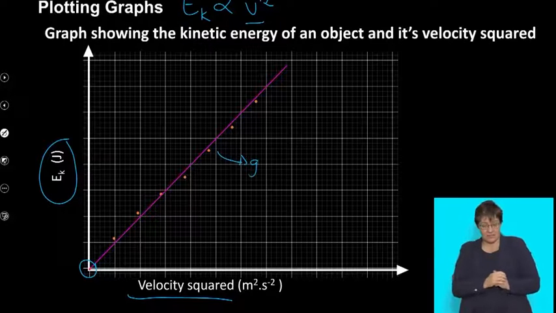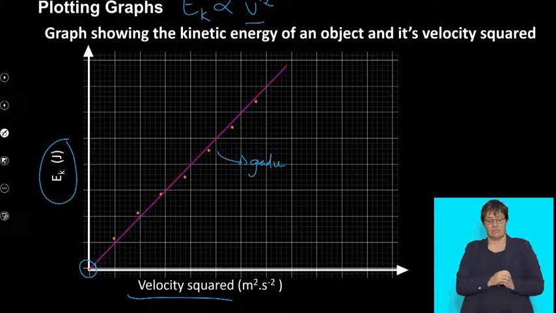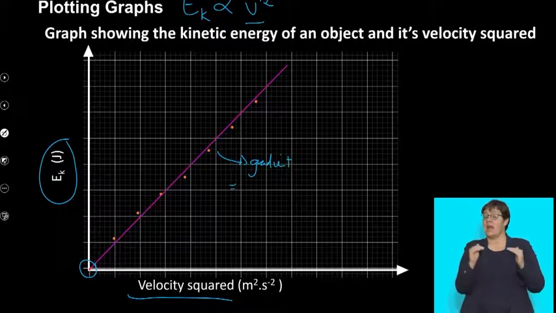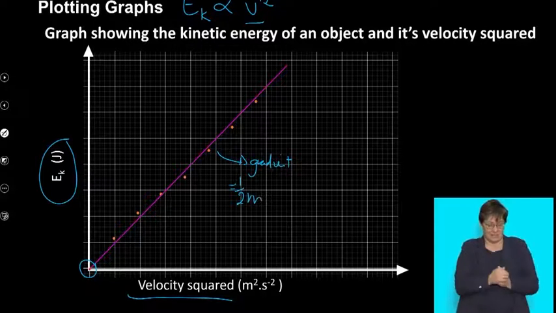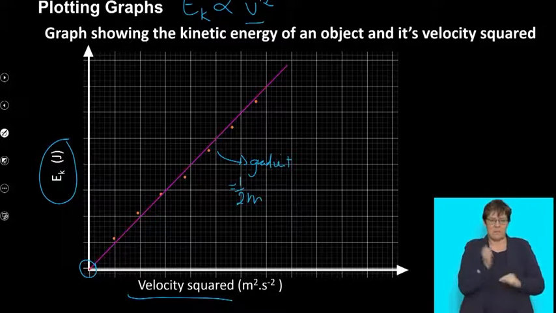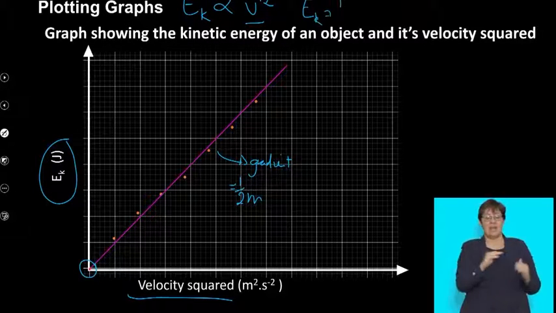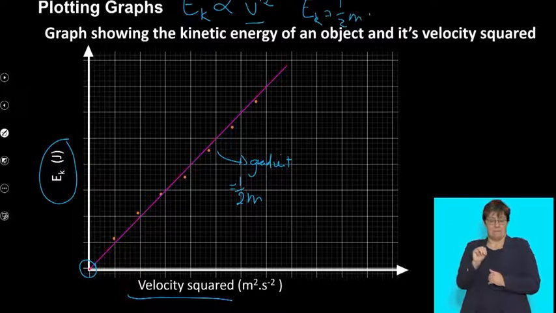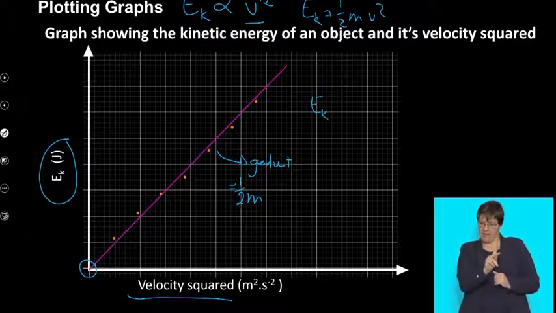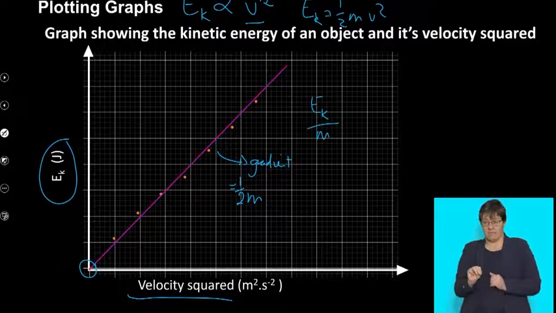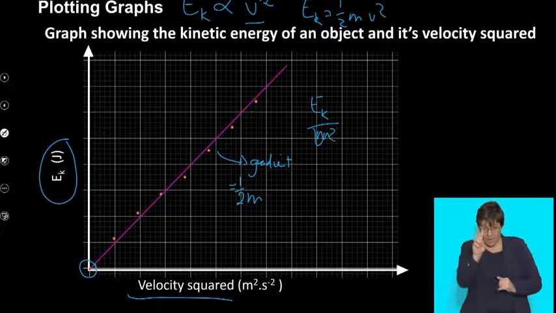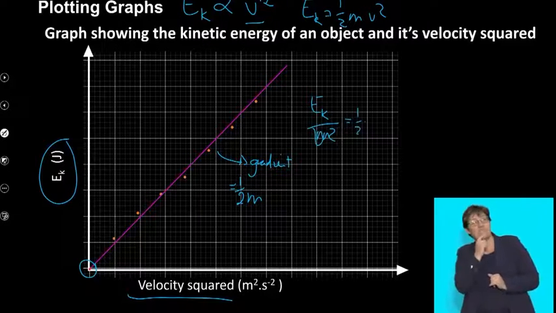This gradient is going to be equal to half the mass of the object. And how did we get that? Well, we saw originally the equation is EK is equal to half m, for mass, v squared. So if we look at EK over v squared, then you're left with half m on that side.